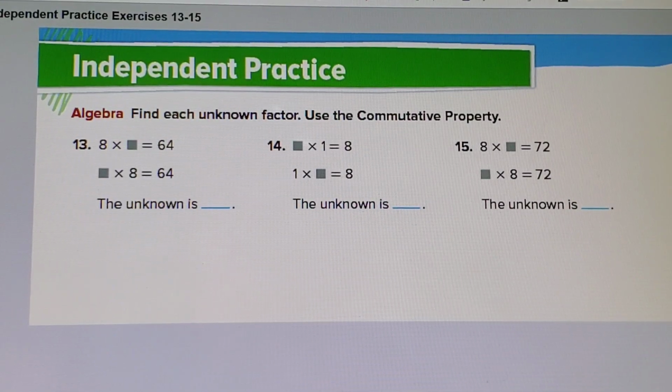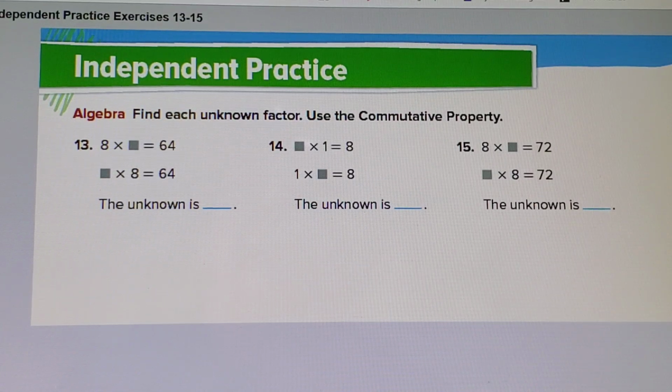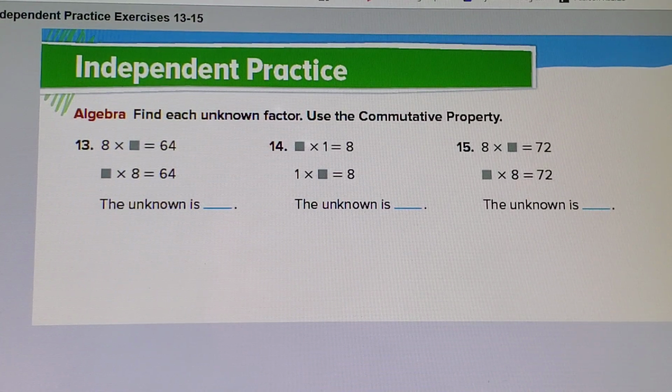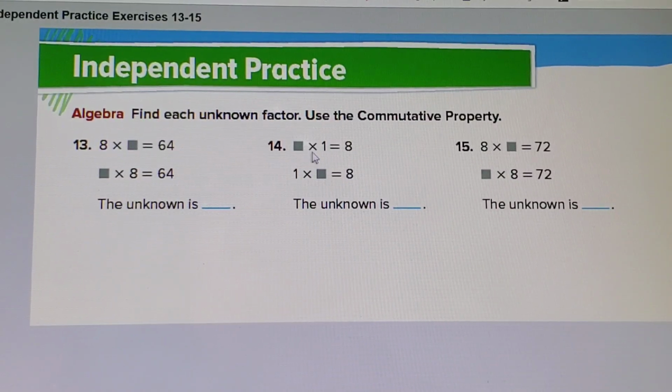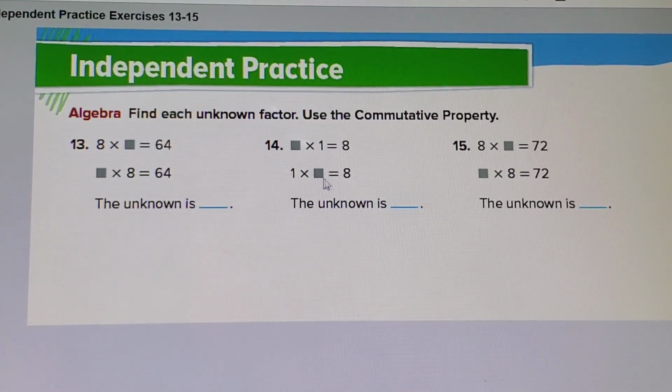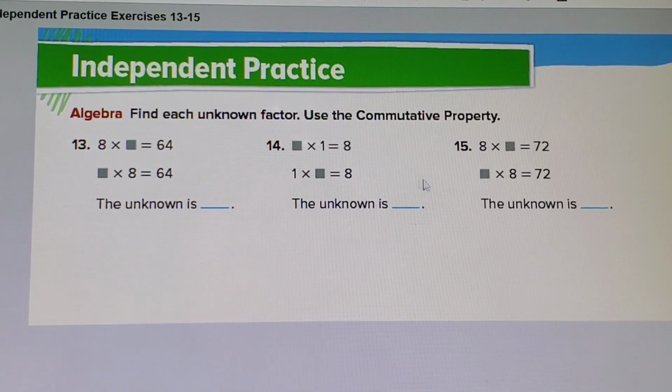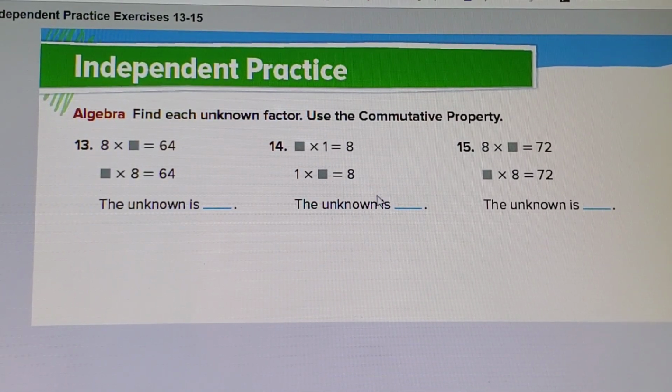Independent practice, algebra. Find each unknown factor. Use the commutative property. 8 times unknown equals 64. Unknown times 8 equals 64. You look it up, figure it out, put your answer right here. Unknown times 1 equals 8, or 1 times unknown equals 8. Put your answer right here.